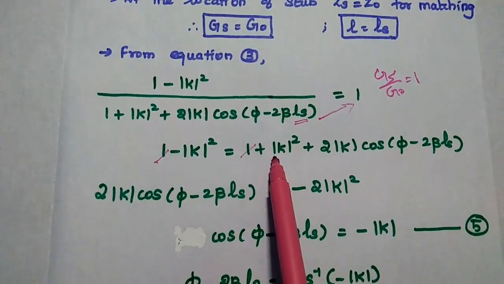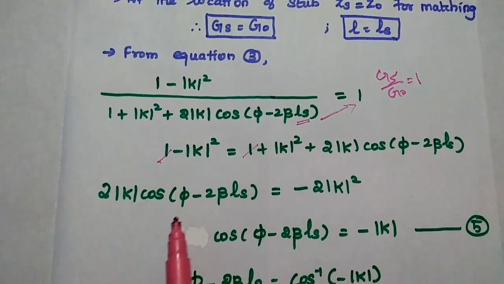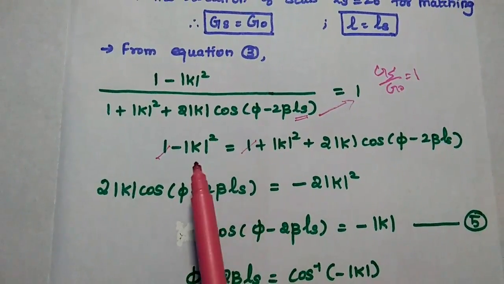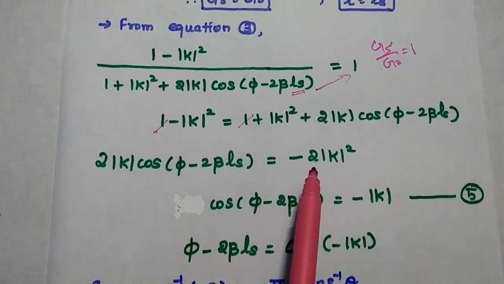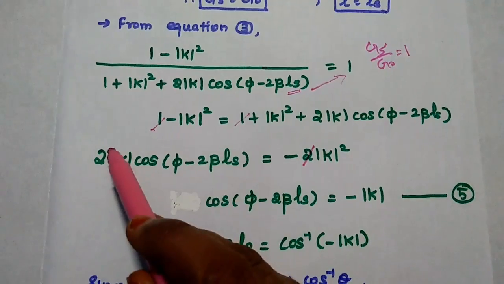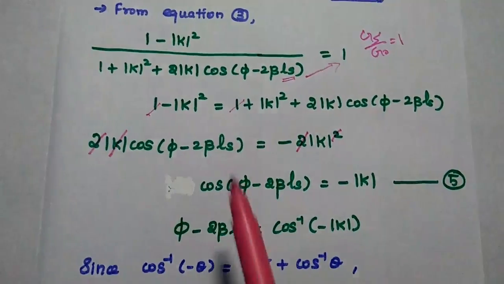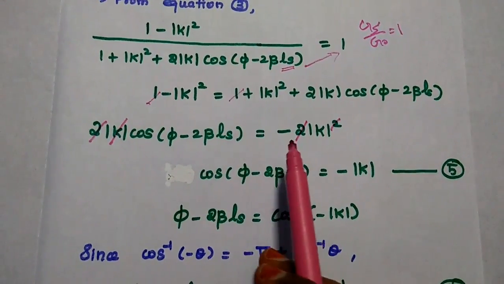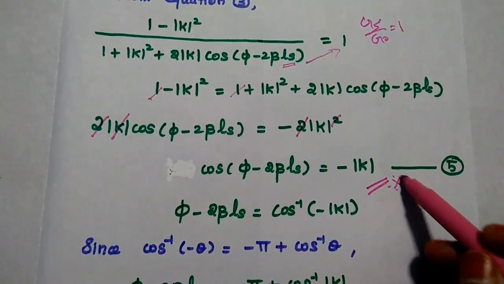We are going to move this k squared to this side as minus. Then we can get 2k cos(phi minus 2 beta Ls) is equal to, this becomes minus on this side, that means minus k squared minus k squared, that is equal to minus 2k squared. Okay. So in this one, this 2 as well as this 1k and this 1k both can be cancelled. Then we can get cos(phi minus 2 beta Ls) is equal to minus k. Consider this as the fifth equation. This is very important. Okay.